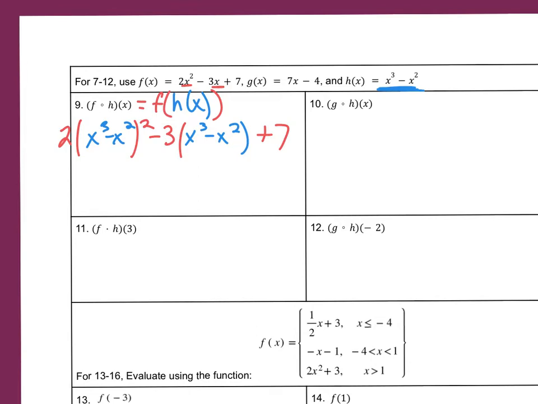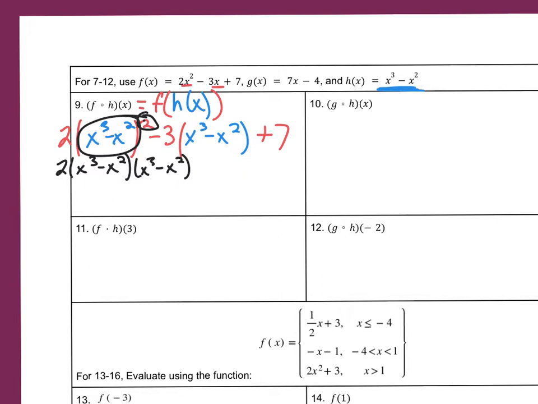Now I just want to simplify this as much as I can. First off, this first parenthesis is being squared, okay? So I have to do that before I can distribute out that 2. If I distribute out that 2 first, it's going to give me a completely different answer. FOILing always comes first. So this is the same thing as 2 times (x cubed minus x squared)(x cubed minus x squared), because again, this whole parenthesis is being squared.